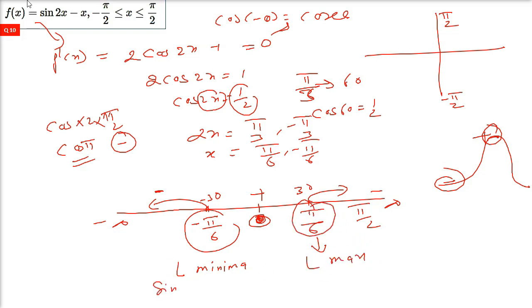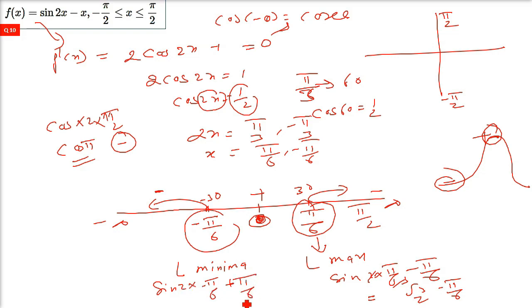And in order to find out the value of local minima and local maxima, what we are going to do? Sine 2 into negative pi by 6 plus pi by 6. Again, put pi by 6 here. So sine 2 into pi by 6 minus 1. What are the values? So let us take this one. Sine, the 2 multiplied will be cancelled by 3, sine pi by 3 minus pi by 6. So you'll get root 3 by 2 minus pi by 6.